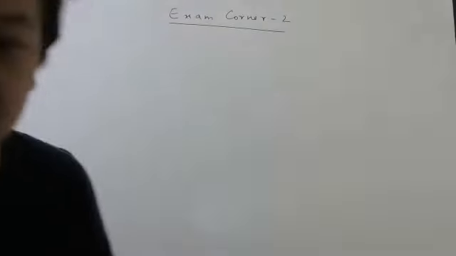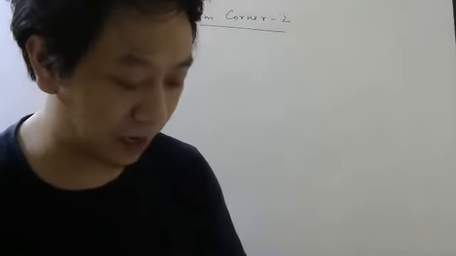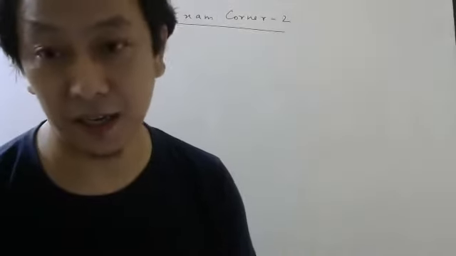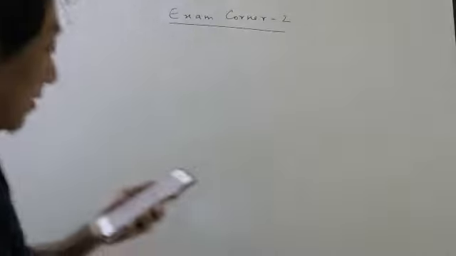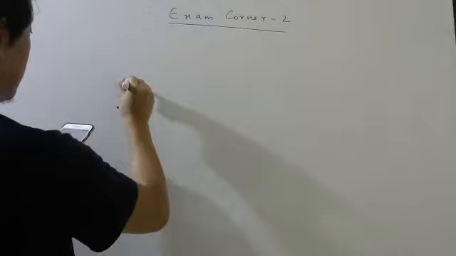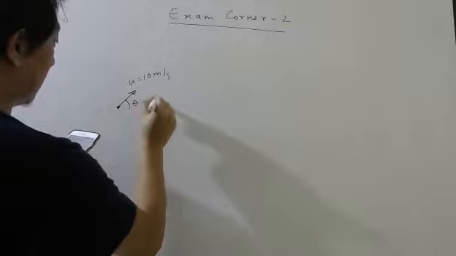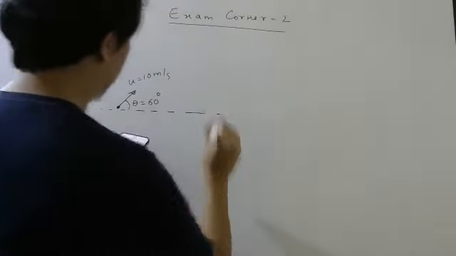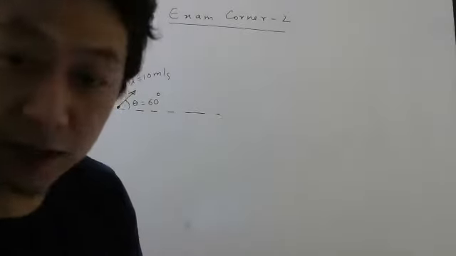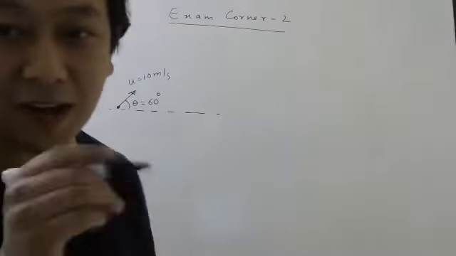Exam corner 2. Very interesting, simple questions are there. Let us try to answer everyone properly. A particle is thrown with a speed of 10 meter per second at an angle of 60 degree from horizontal. What is its velocity when it reaches the highest point? Point is missing. Please write highest point.